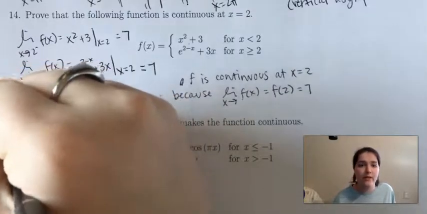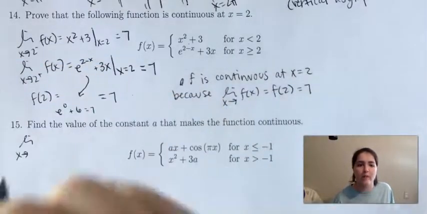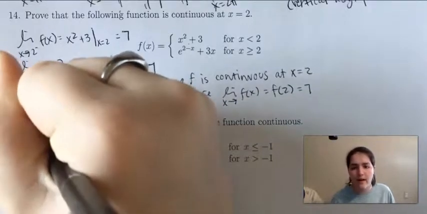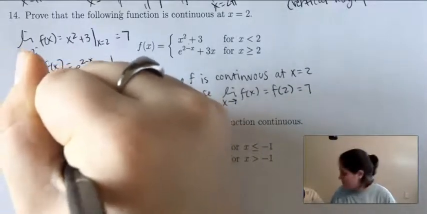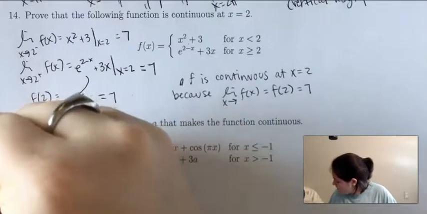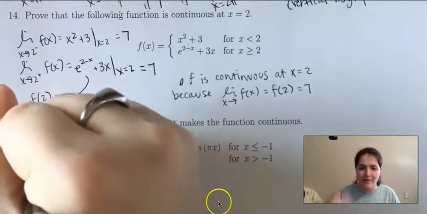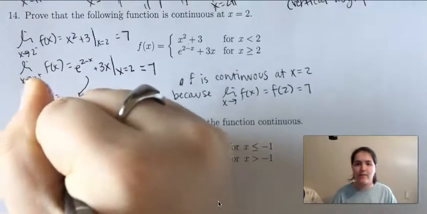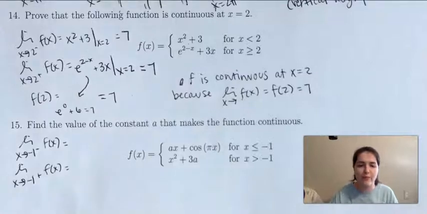So to find the value of the constant, we're going to use our same continuity steps. Since we're talking about continuity again, we have to find the value that makes the function continuous. So we're basically going to prove continuity a little bit. So again, starting with our left side limit and then our right side limit, and then we'll plug these values in.